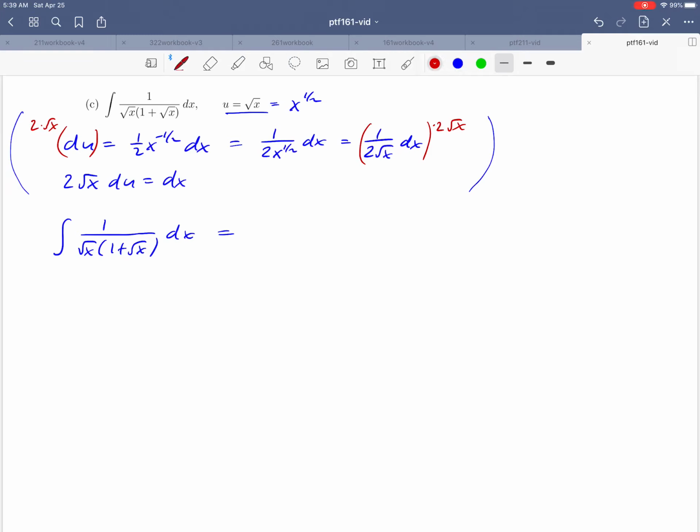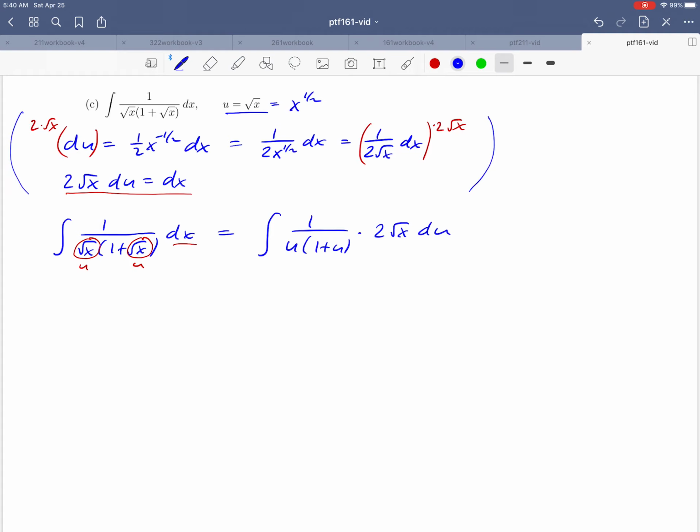First, maybe notice that we've got a square root of x in a couple of places in our integral, and that was our choice of u, so those are going to become u's in our rewritten integral. And dx, we can look up at our work here. So this dx, we see that that's equal to 2 square root of x du from the work that we already did. So let's go ahead and fill that in.